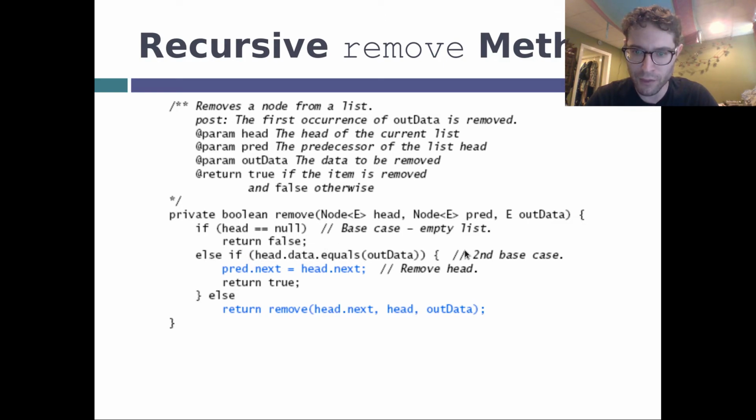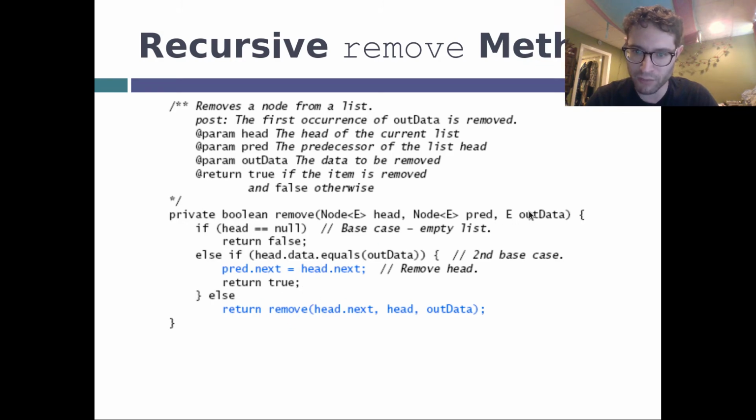Otherwise, the other base case, right, if the data in head is equal to the data we're trying to remove, we say pred.next, the guy before head, his next item should be the guy after head. And so that's how we'll remove head. We'll remove head from the list by doing this, pred.next is equal to head.next, and return true, because we're done.